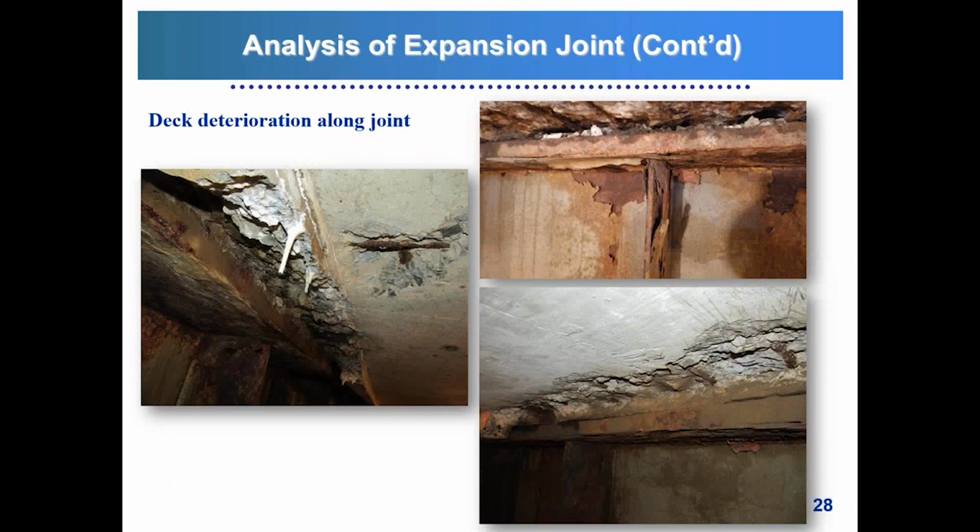Here we have a closer look at the expansion joint below the deck. Again, deterioration and corrosion here of the top flange, and large spalls of the deck with exposed rebar.